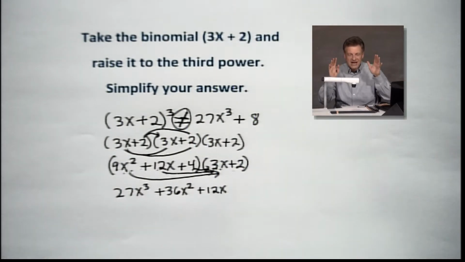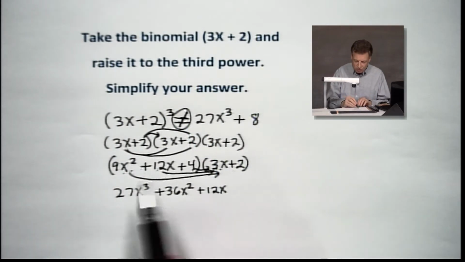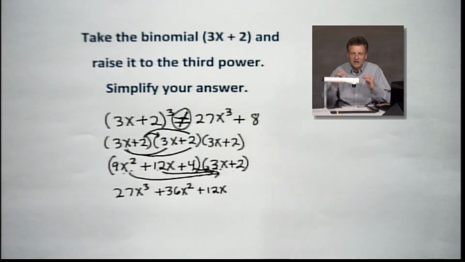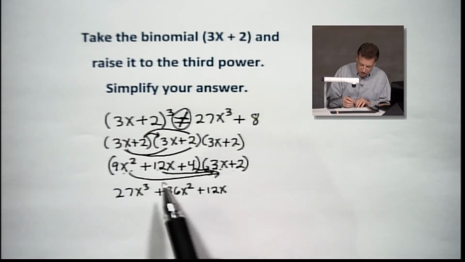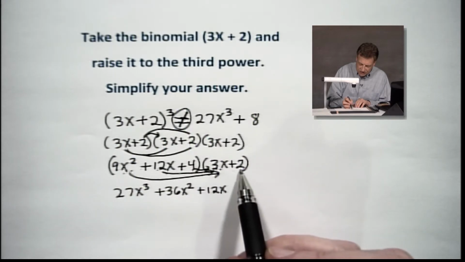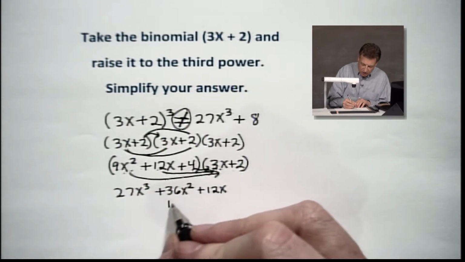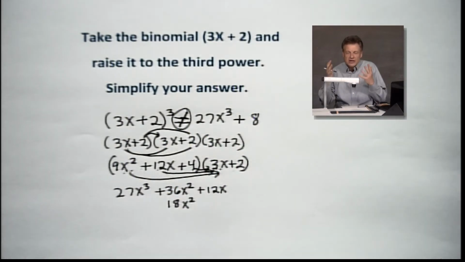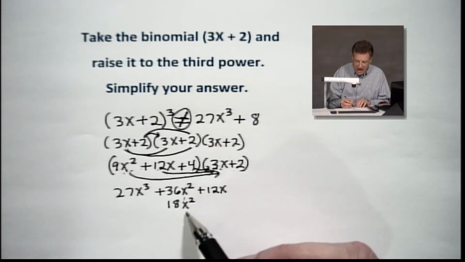Now, folks, I call this kind of a hybrid method because we started working horizontally, and we're going to still work horizontally. But we're going to stack these things up vertically. So it's called hybrid because we're going to use a little bit of horizontal, a little bit of vertical movement here. So we're going to take our 9x squared times that 2, and it's 18x squared. And look where I'm going to line it up. I'm going to put it under 36x squared because those are like terms. They're going to be able to add together.